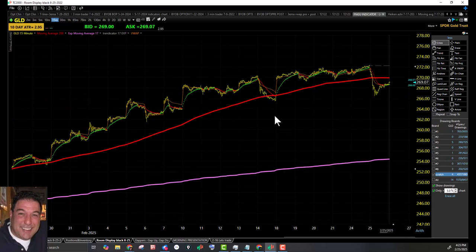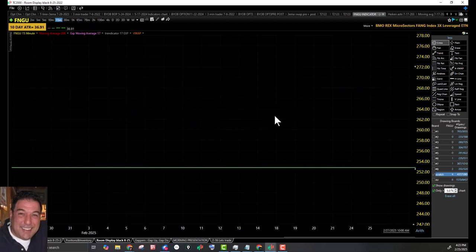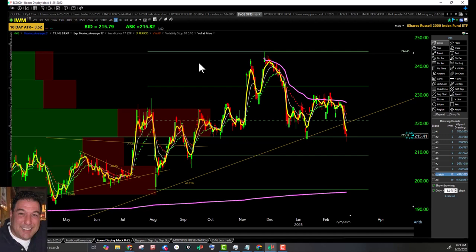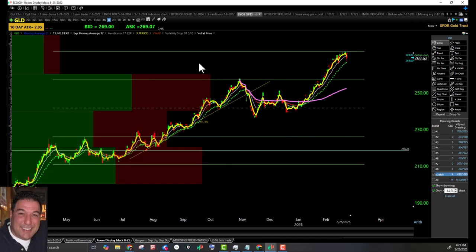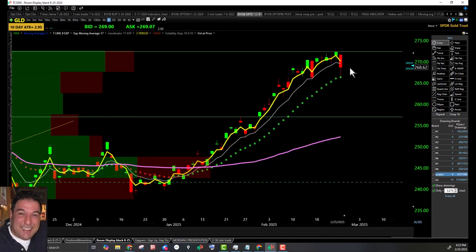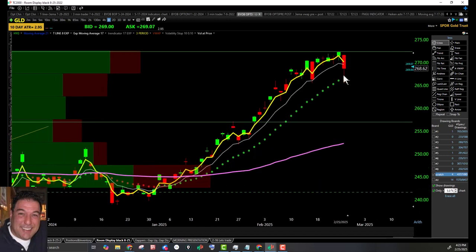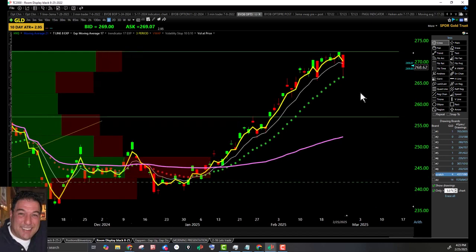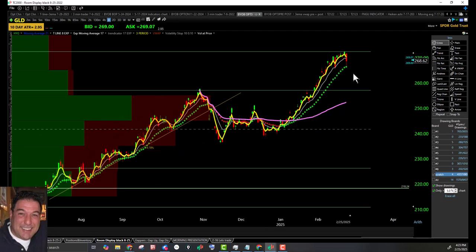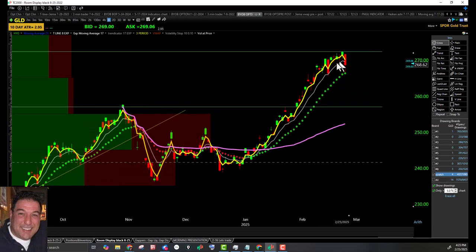All right, let me go back to FNGU. And let's go back over here, GLD. All right, gold. Just yesterday put in a new all-time high. Today's candle, lower high, lower low. Closing under a bearish trap, but over the 17, over the prior all-time high anchored VWAP. Up in quadrant 4, that's still bullish, even with that red candle right there.